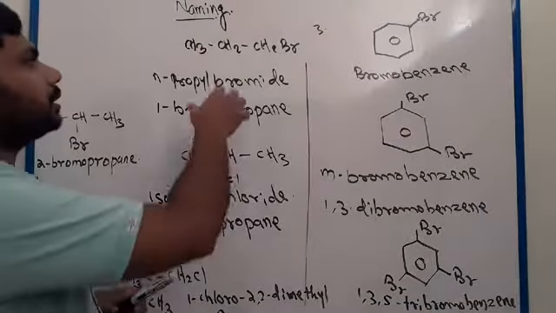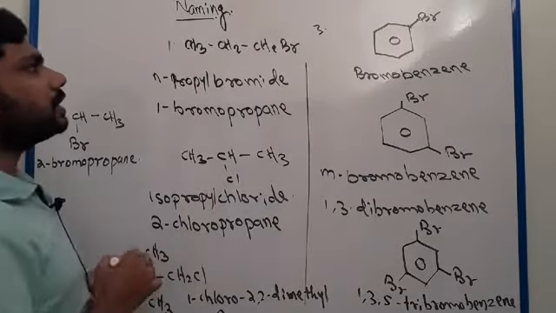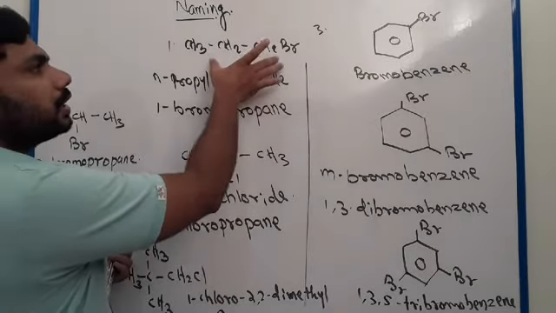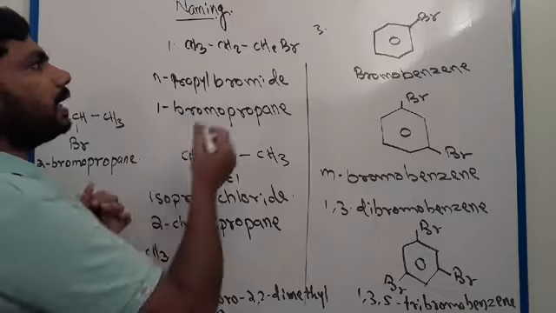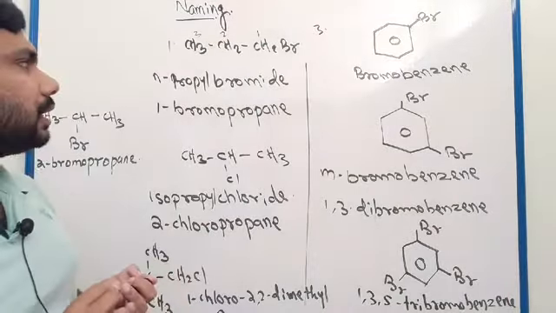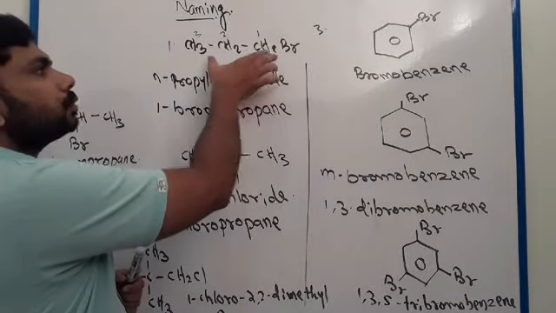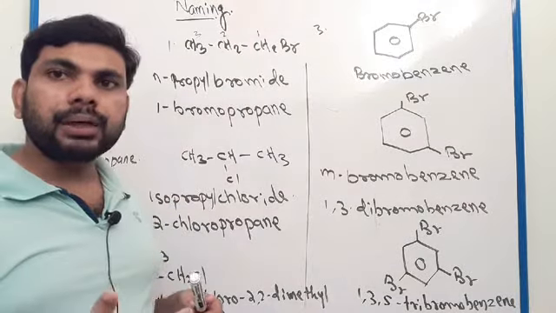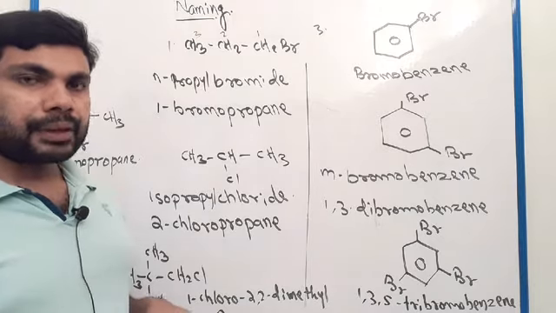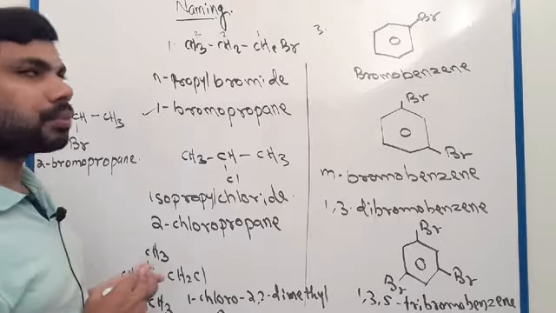So here the first one, look here, CH3 CH2 CH2Br. This is the first one. Here there are 3 carbons, 1 2 3, and we have to number from here, 1 2 3. So here we can say it is 1-bromopropane. Here on the first carbon there is bromine, 1-bromo, 3 carbons with single bonds, so propane. Okay, 1-bromopropane. Clear? And this is the IUPAC name, 1-bromopropane.